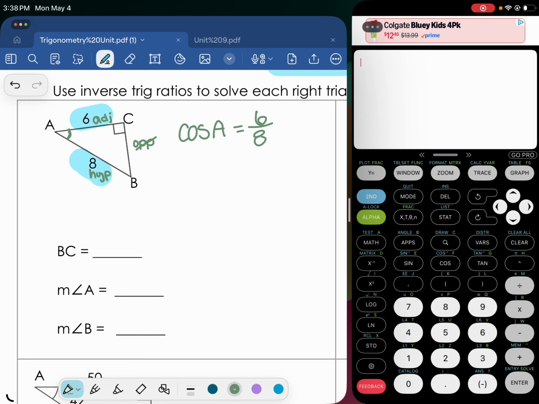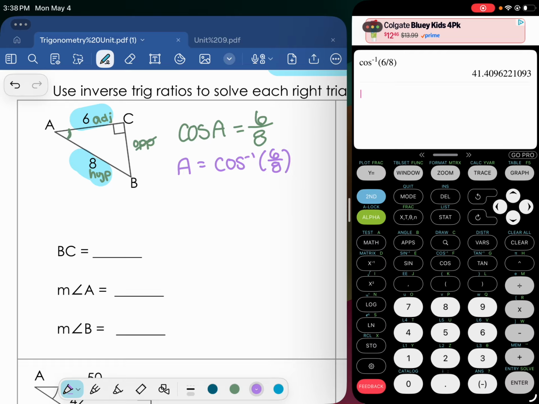The inverse trig function is how you get A by itself. If I want to get rid of that cosine, I can't just divide by cosine. I'm going to do the inverse cosine of 6/8. In my calculator, the cosine button is right here. What we want to do is hit second and then cosine, and then 6/8.